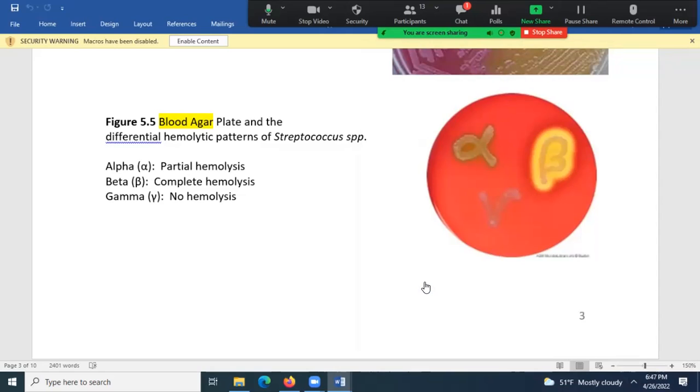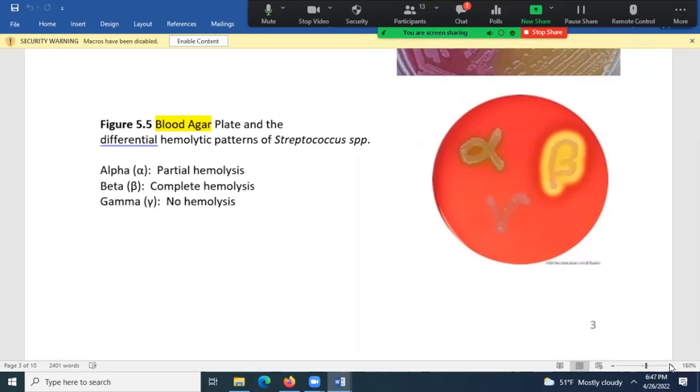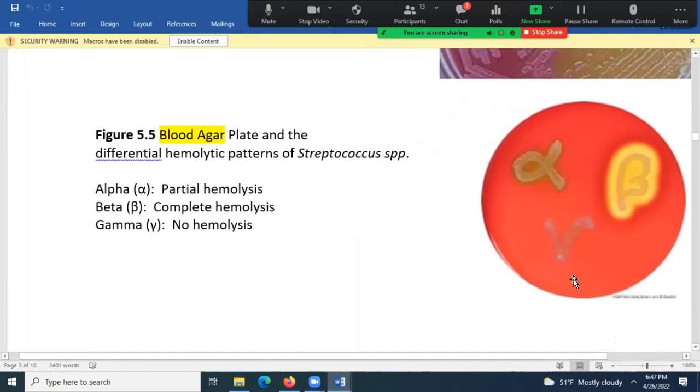So we can see 3 different types of hemolysis on this plate. There's gamma hemolysis, and that's also called no hemolysis, where you can see the red blood cells are red right up until the growth. And that's actually Greek for gamma. There's also alpha hemolysis, and that's partial hemolysis, where the red blood cells are partially lysed.